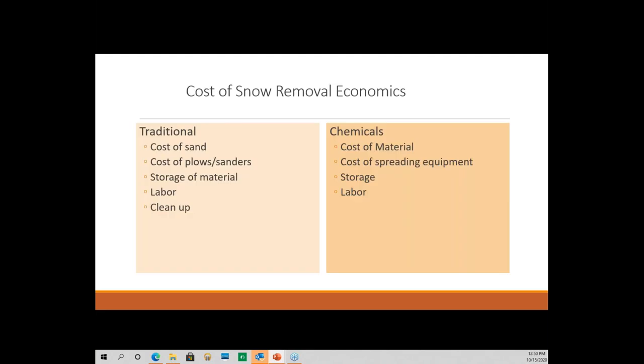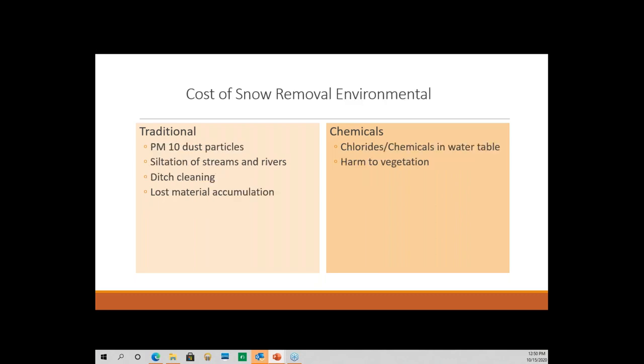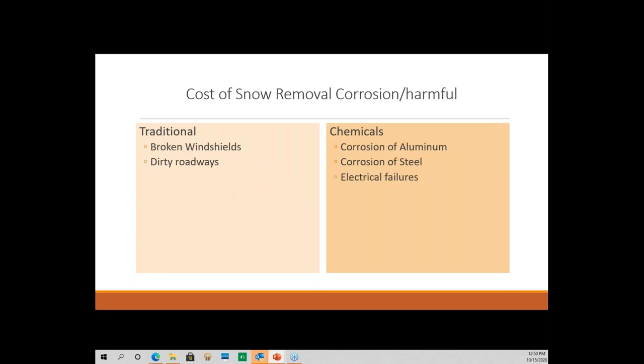So, you take a look at cost of snow removal economics. In the traditional method where you use just abrasives, you have the cost of the sand, the cost of the plows and the sanders, the storage of the material, and cleanup, because you have to come in and clean up some of the aggregate, some of the sand, versus the chemical. You have the cost of the chemical, cost of the spreading equipment, storage of the chemical, and then the labor to apply it, but you don't have the cleanup, because the chemical will dissolve and disappear. Some of the other advantages versus disadvantages of the different chemicals.